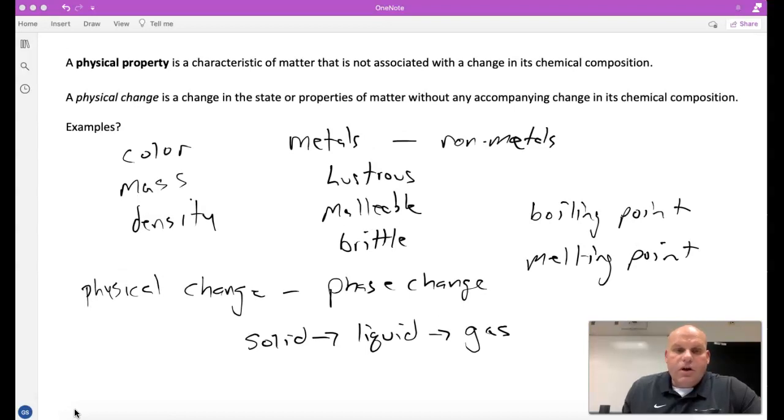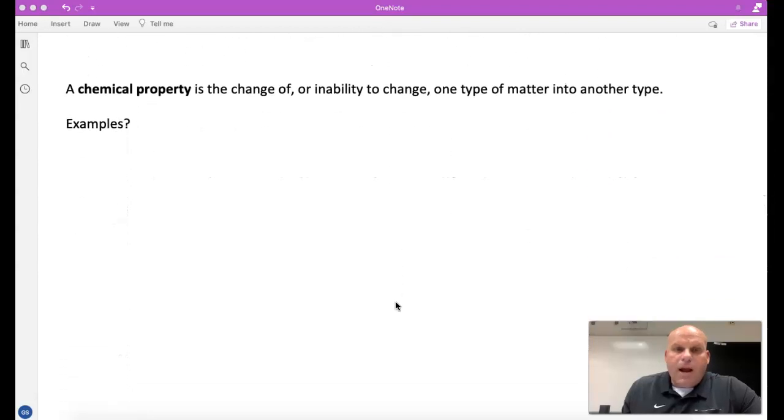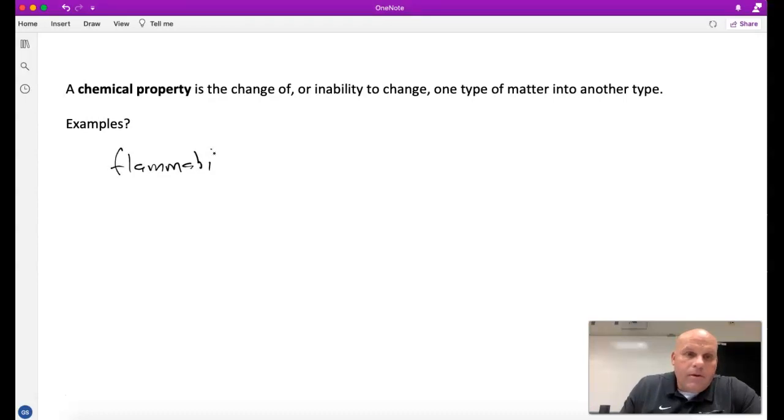Now let's talk for a second about chemical. In this case, chemical property. A chemical property is the change, or it could also be the inability to change one type of matter into another type. So think for a second about examples. Flammability is a common one. Also, probably the most common is reactivity.